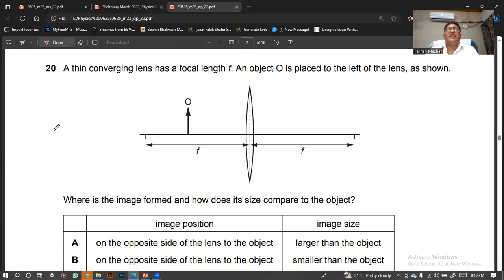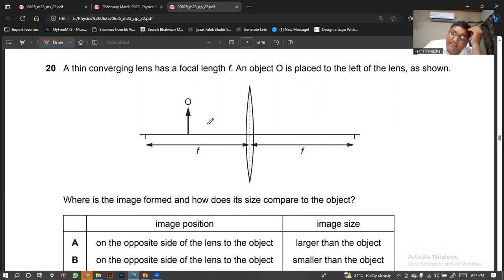Then we have question number 20. A thin converging lens has a focal length F. An object O is placed to the left of the lens as shown. So where is the image formed and how does its size compare to the object? You can see this is the object and this is the focal point. The object is between the lens and the focal point. It is between the principal focus and the lens.